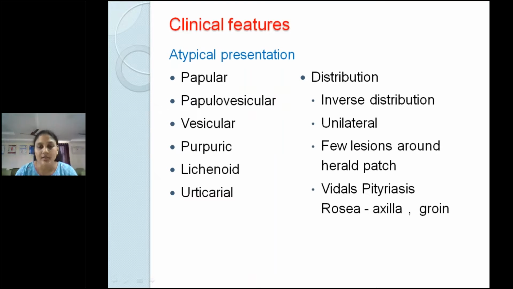Or sometimes the herald patch won't be there, or multiple herald patches can also be there. So that is the atypical presentation. And sometimes the axilla and groin can also be affected.